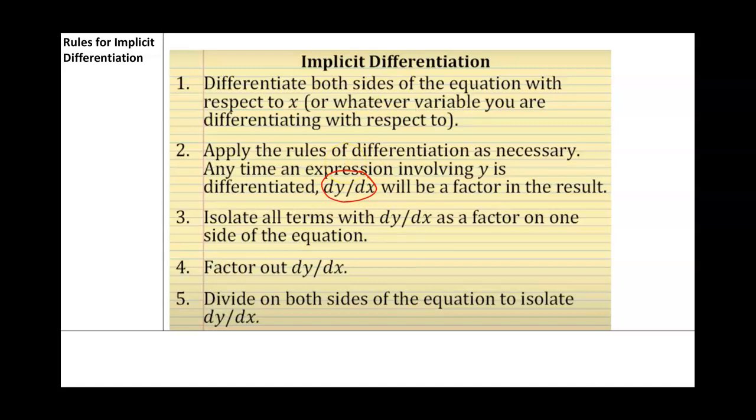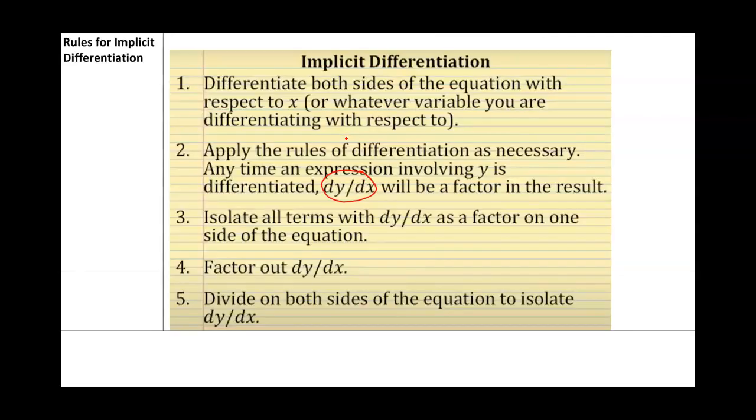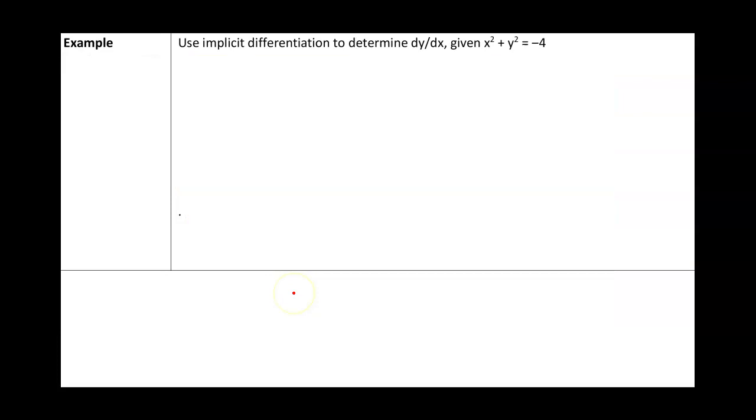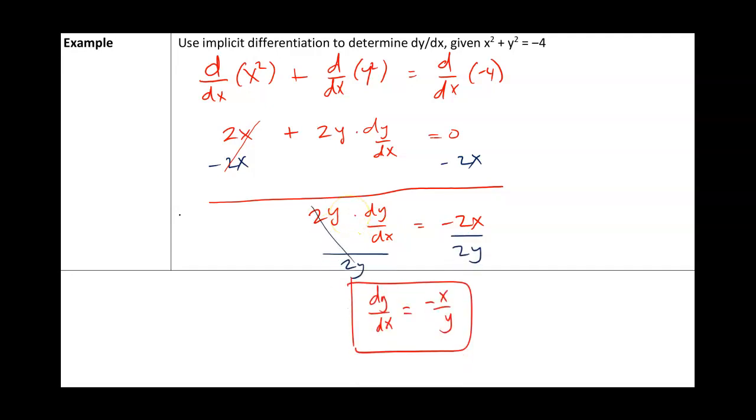Now we isolate all the terms with dy/dx on one side. This is a simpler example, so we only have one dy/dx, but you want to get this term on one side and everything else on the other side. And then we solve for dy/dx. So we move the 2x to the other side. We just want to get the dy/dx by itself. We divide both sides by 2y, and then this will give us dy/dx equals -x over y since the 2's cross out.